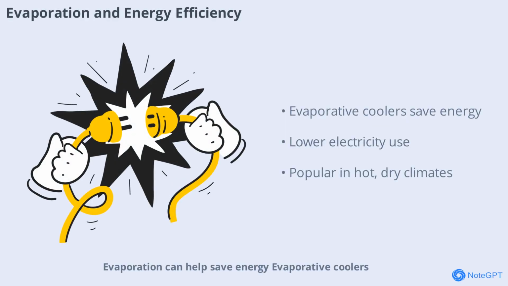Evaporation can help save energy. Evaporative coolers, sometimes called swamp coolers, use much less electricity than traditional air conditioners. By harnessing the natural cooling power of evaporation, these devices provide comfort while reducing energy costs. This makes them popular in dry, hot climates where energy efficiency is especially important.